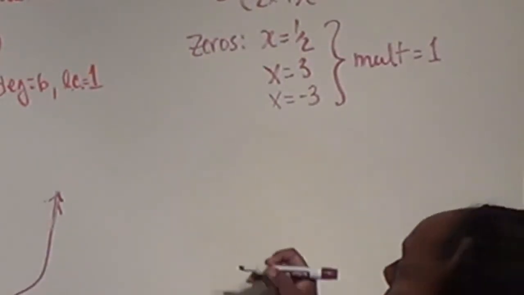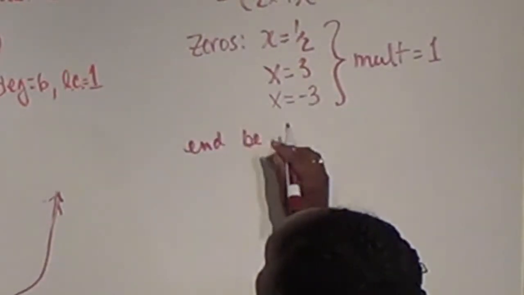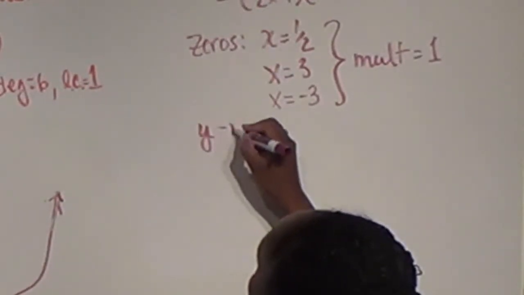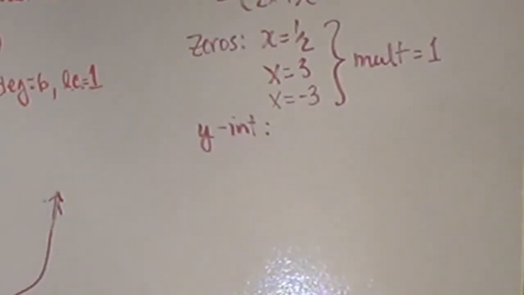Okay. End behavior. Oops, sorry, almost forgot our y-intercept. In this case, our y-intercept, if we plug 0 back into our polynomial form, we see that we get 9. For the end behavior, here our degree is 3, and our leading coefficient is 2. So odd degree this time, positive leading coefficient. So we're looking at end behavior that has opposite sides.